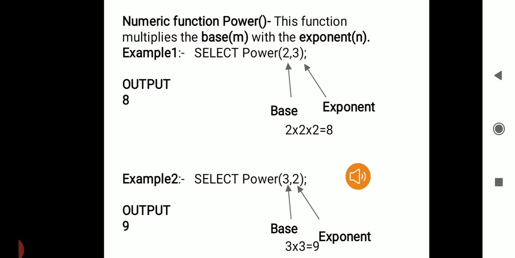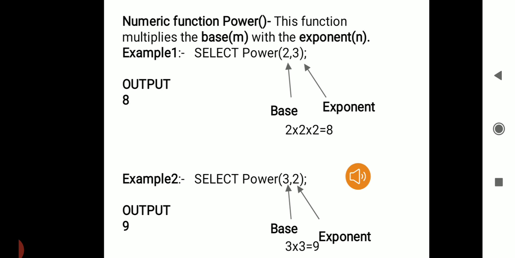Now see the first example. The query is select POWER within brackets 2, 3 followed by a semicolon. In this query, the 2 is the base and 3 is the exponent. Since the exponent here is 3, the base number 2 will be multiplied 3 times. That is 2 into 2 into 2, which gives 8. That's why the output also is 8.